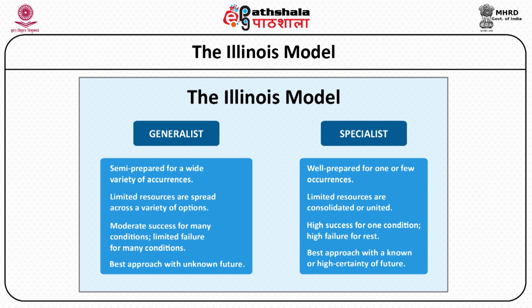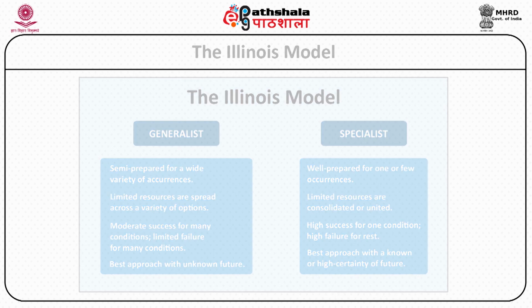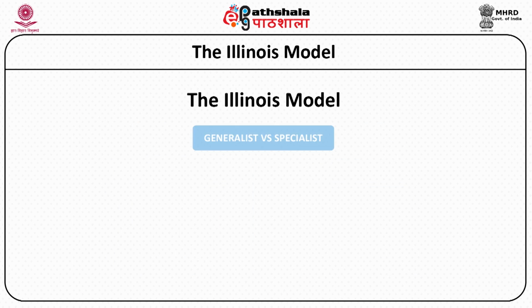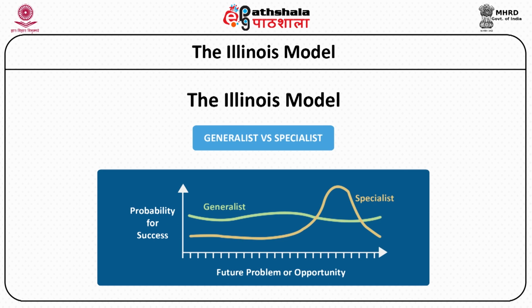So with regard to known or unknown future, we have to decide whether we want specialists at our positions or generalists at our positions. Now this Eleanor's model has also been depicted graphically in this slide. As you can see in this slide, on the x-axis is the problem aspect and on the y-axis is the success rate. As you can see the two timelines for the generalist and the specialist, the line which depicts the generalist, their success rate is uniform.